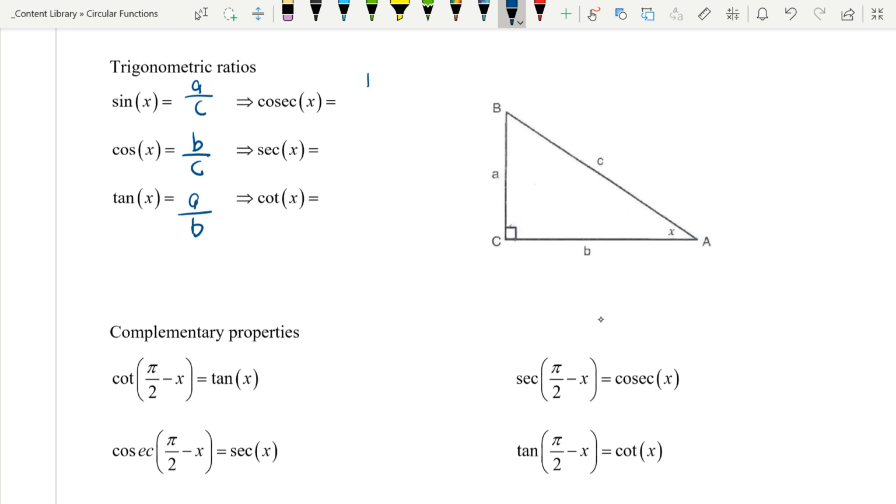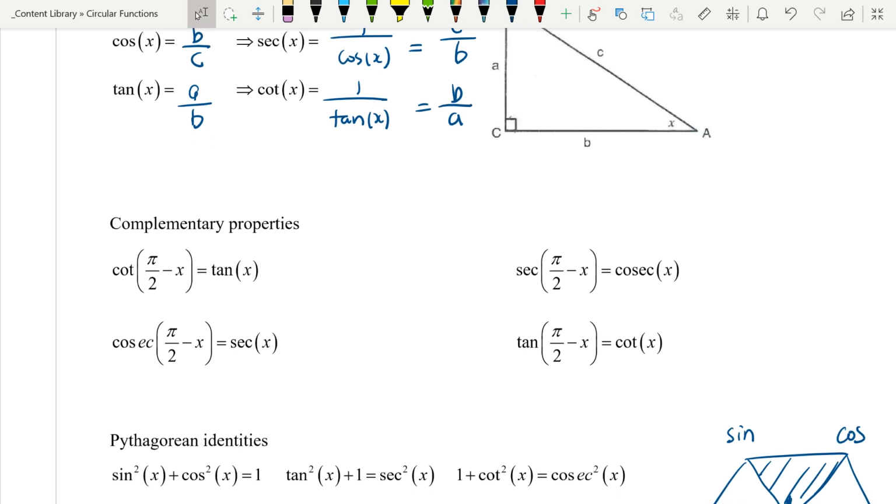Then cosec, you think about that's 1 over sine, and that's c over a. Sec is 1 over cosine, that's c over b, and cot will be 1 over tan, and that will be b over a.